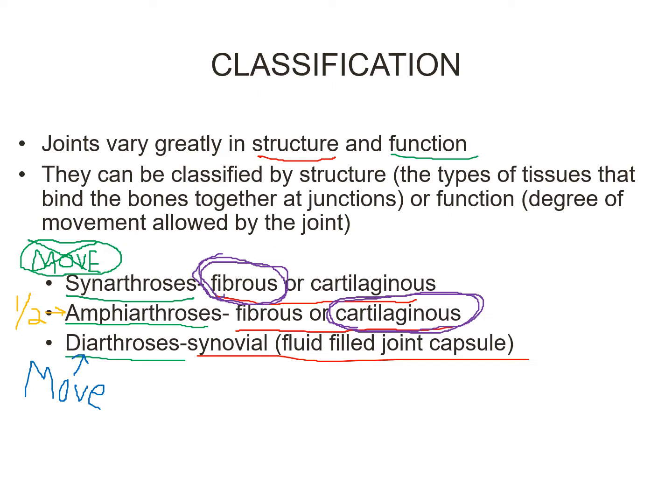Last but not least, we have the diarthrotic joints, or the diarthroses. And this is a new term we have not discussed yet. These are made up of synovial joints, or synovial capsules, if you will. And what that means is there's like a bubble between the bones. There's actually a cavity, and it's filled with fluid. And the fluid's actually called synovial fluid. So very different than the other two.